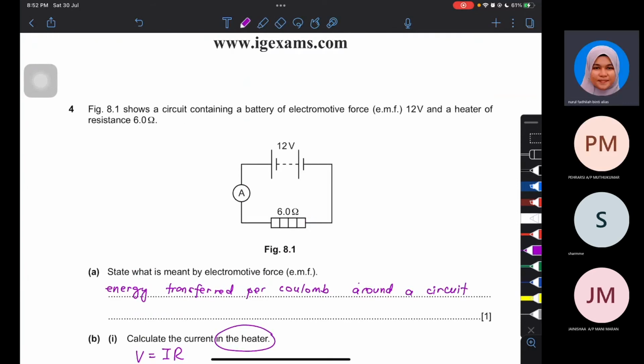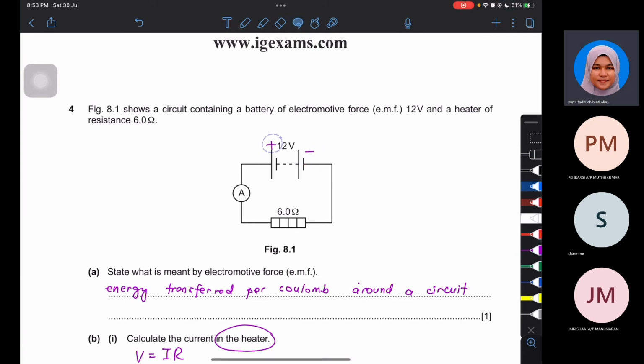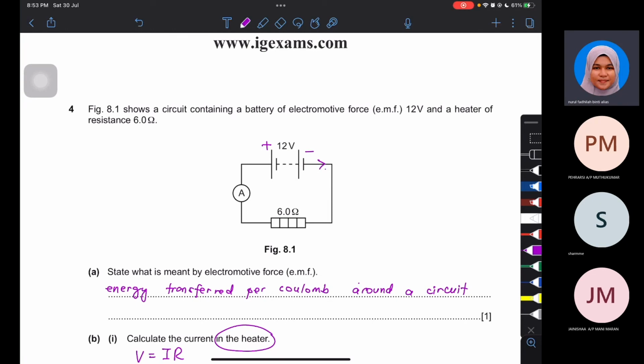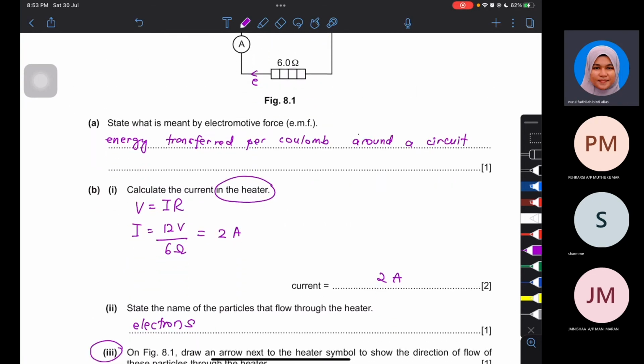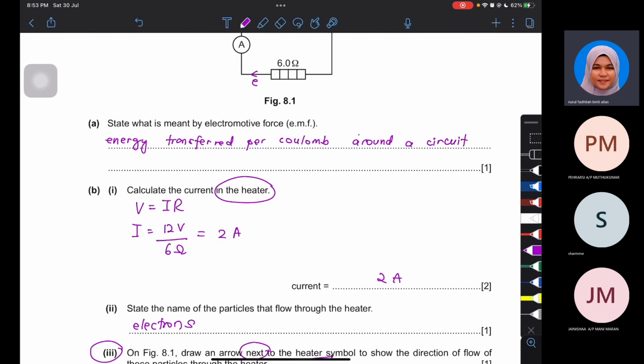Jadi kalau direction of electron dari mana ke mana? So electrons travel from negative terminal to positive terminal. You tahu tak negative terminal mana satu? Negative terminal yang pendek ni. Okay, kalau positive terminal yang panjang ni. So electron travels from negative. So electron macam tu direction dia. So arah you buat, dia kata tadi apa? Draw an arrow next to the heater symbol. Jadi awak buatlah ke sini. Yeah, this one. So this is the answer.